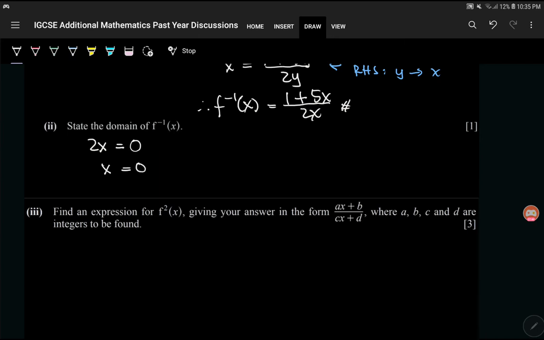So we can say that the domain of inverse f of x is x greater than 0. That's all for this part.